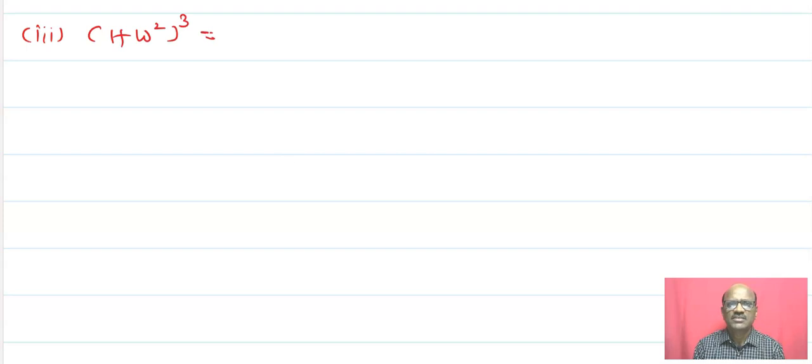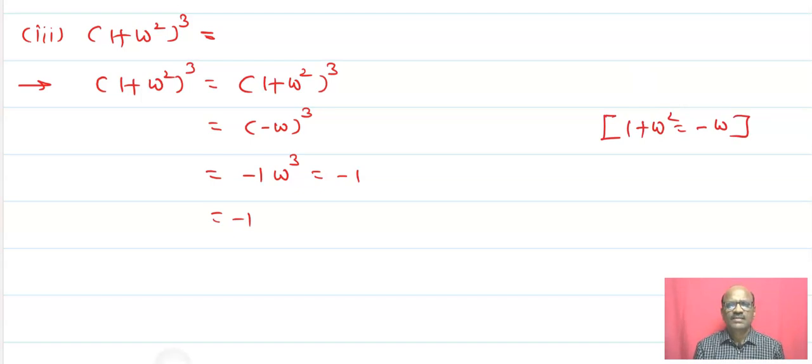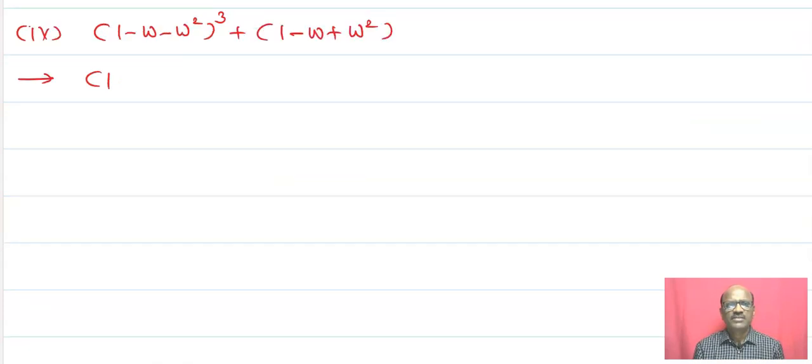1 plus omega square bracket cube is equal to 1 plus omega square bracket raised to 3. The value of 1 plus omega square is minus omega, bracket cube, that is minus 1 times omega cube. That is equal to minus 1.